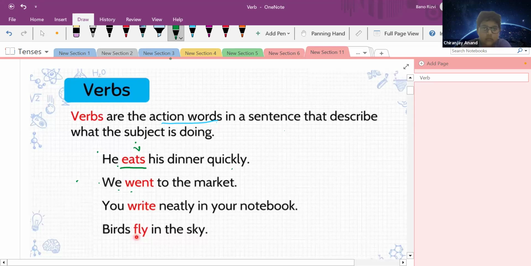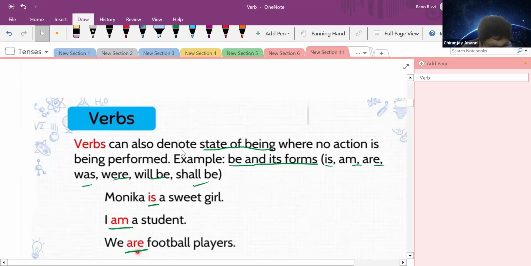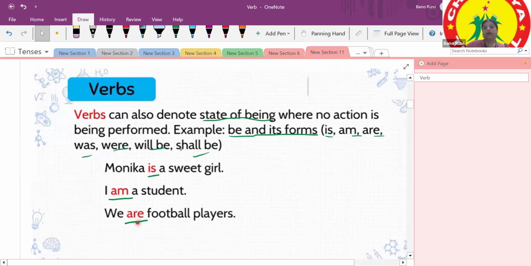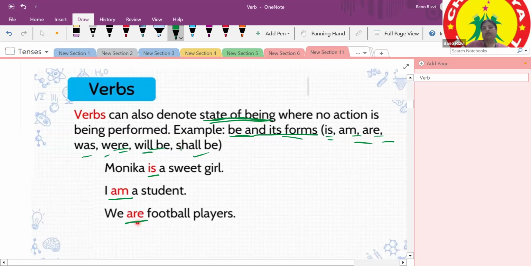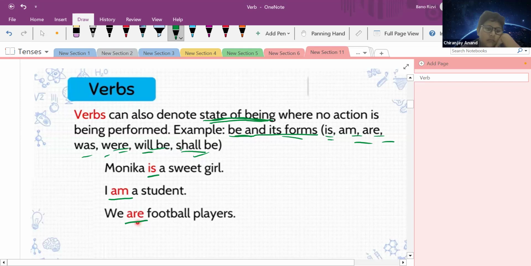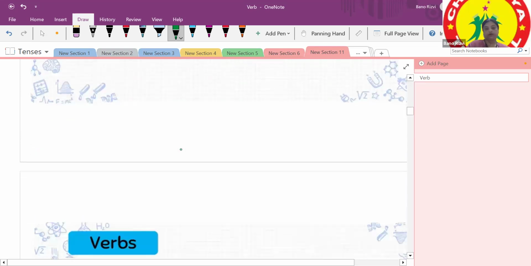We have another example: We went to the market. Went is a verb here. So it need not be an action word. A verb can also denote a state of being, which is just a state of something. Examples are be and its forms: am, are, was, were, will be, shall be. These are all verbs. They are not doing any action, but they are verbs. Like Monica is a sweet girl. I am a student. We are football players. So these are not doing any action, but they are verbs. Now there is a third condition also.